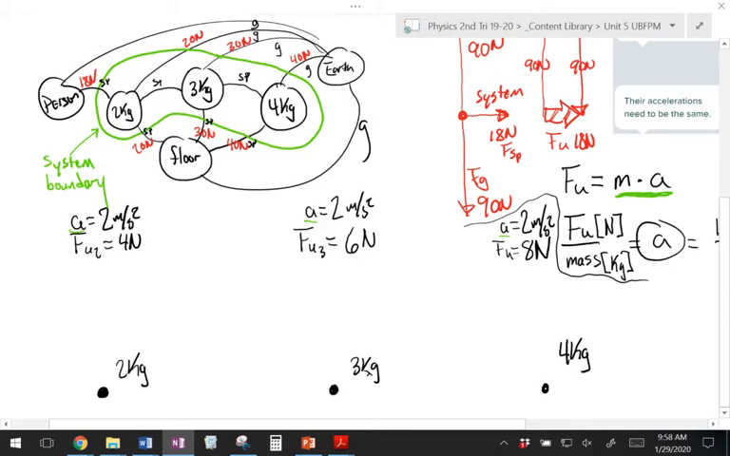So if I look at the 4 kilogram object in my system schema, there are 3 lines that contact it. It's experiencing 3 interactions. How many forces should there be on my free body diagram for it?